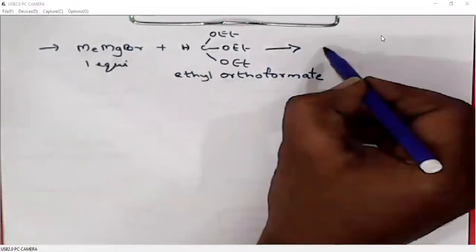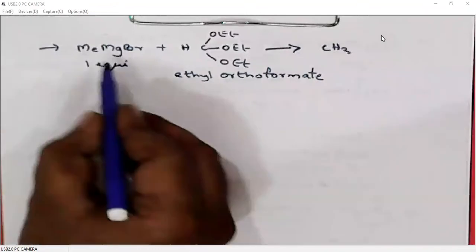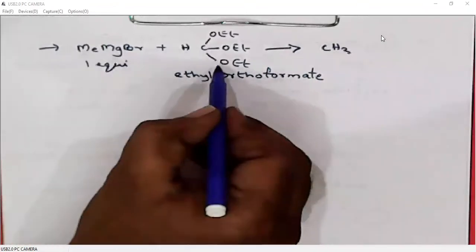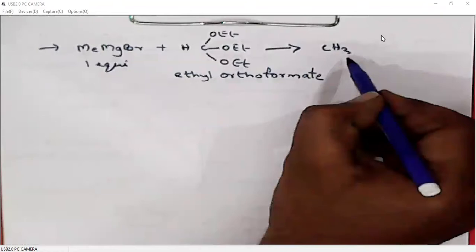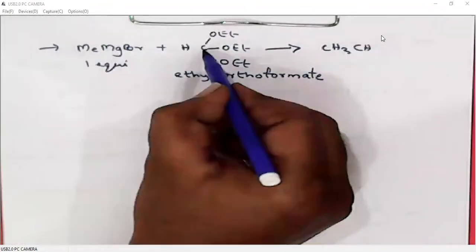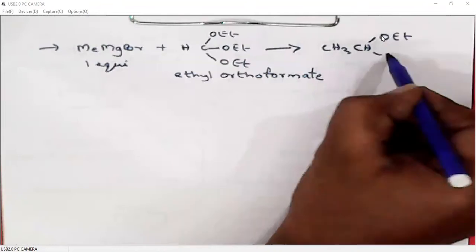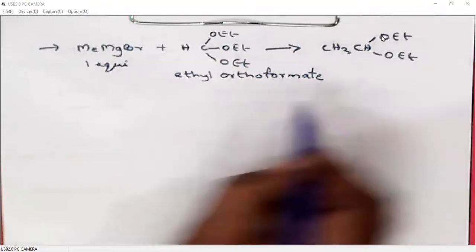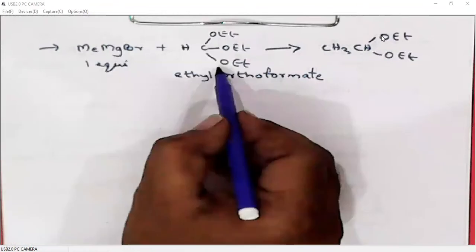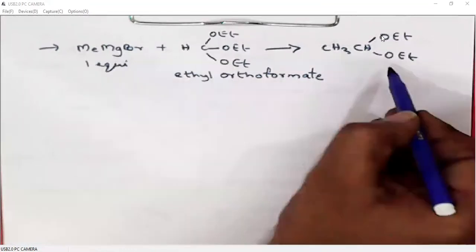So when one equivalent of methyl Grignard reacts with this, one of the ethoxy groups will be leaving. So we have CH3, CH, and then two OEt groups. Only one equivalent of Grignard reagent reacts with ethyl orthoformate, and we have this acetal.